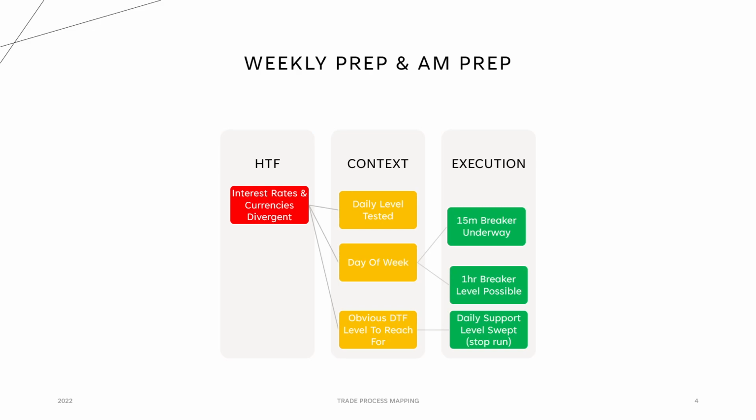So the high time frame showed an interest rate and currency divergence that I was interested in. And in the context time frame, I saw a daily level tested. It was a day a week that mattered to me, might be a wicking action. We had an obvious daytime level to reach for. And in the execution time frame, there was a 15-minute breaker underway. We'll dig into this, but there was a 1 hour breaker level that was possible.